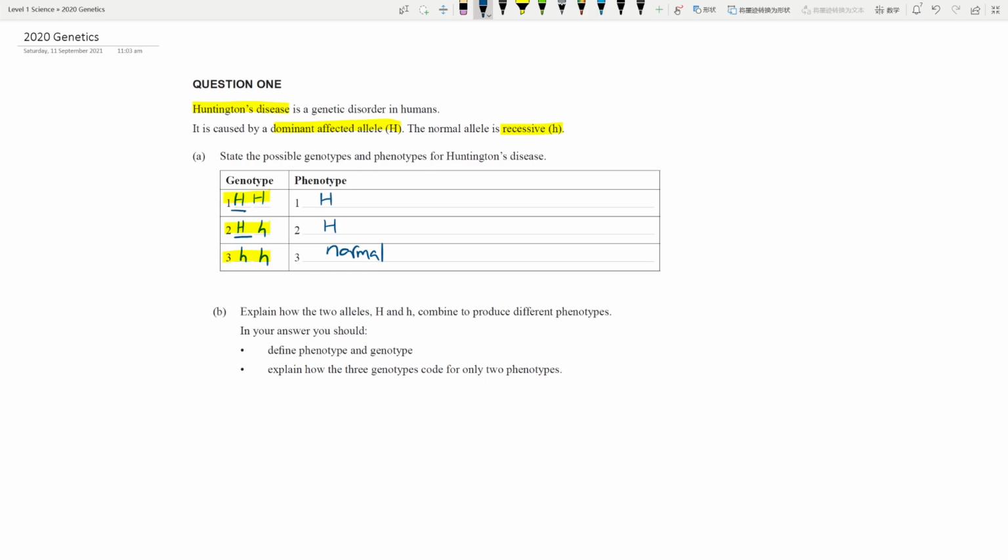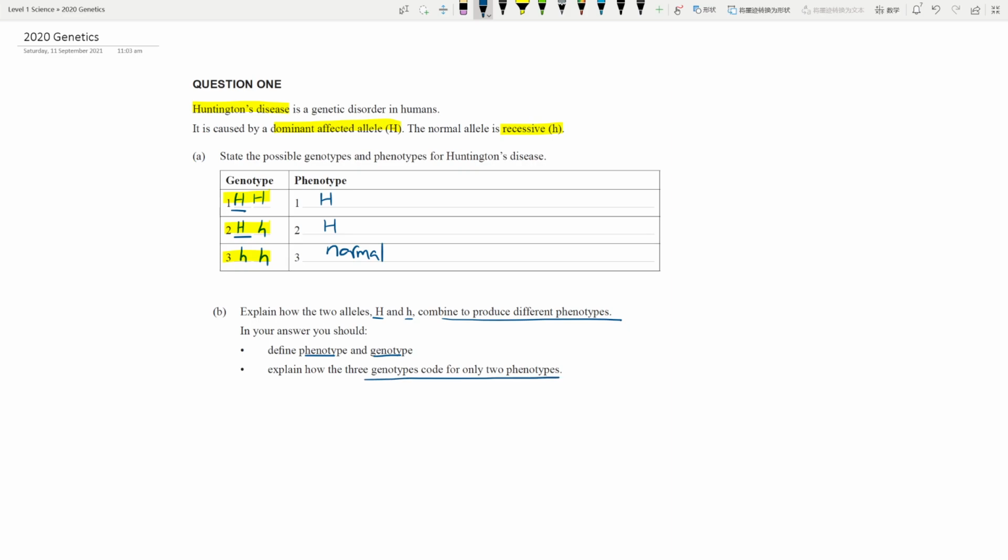Why is that? Because of the dominant allele: as long as you have one capital letter, that means you have at least one dominant allele, and that particular phenotype will always be displayed. Make sure you understand that, and explain how the two alleles, capital H and lowercase h, combine to produce different phenotypes. You should define what phenotype and genotype are, and explain how the three genotypes code for only two phenotypes.